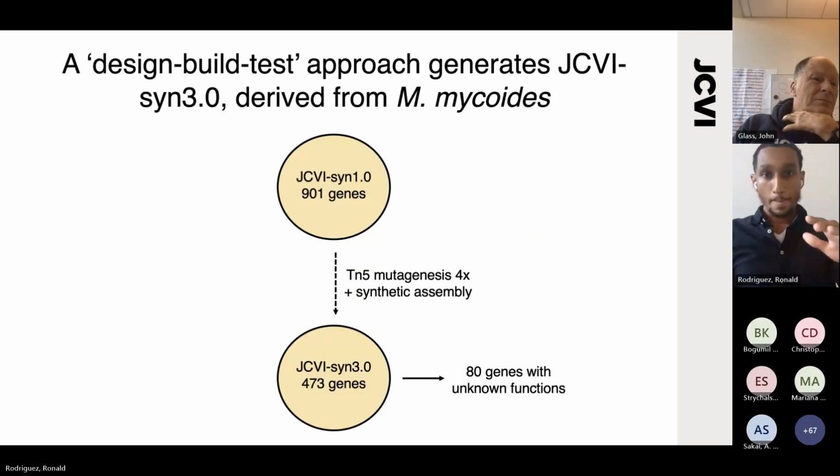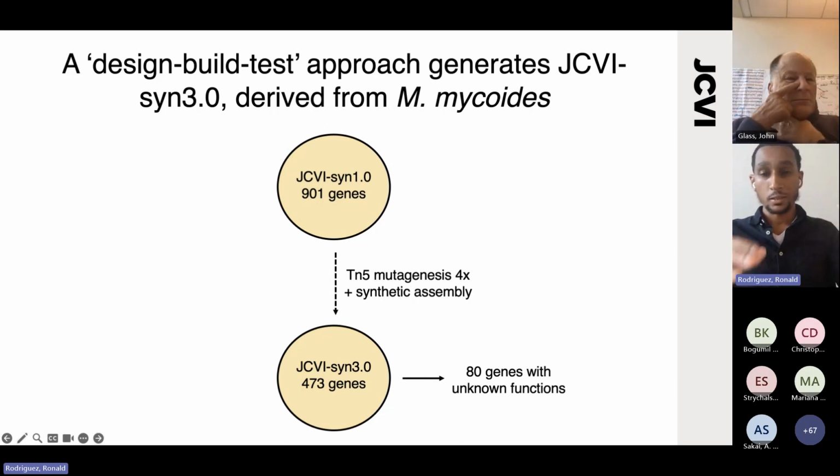So JCVI set out to do this by creating a minimal cell, as many people in this audience are familiar with, not so much from an evolutionary standpoint, but from a genomic standpoint. JCVI gets its name from anything that's genomics related. The creation of a minimal cell started with SIN 1.0, which has 901 genes. JCVI was able to get that down to SIN 3.0, which only has 473 genes. And when SIN 3.0 was first constructed, there were 149 genes of unknown function.